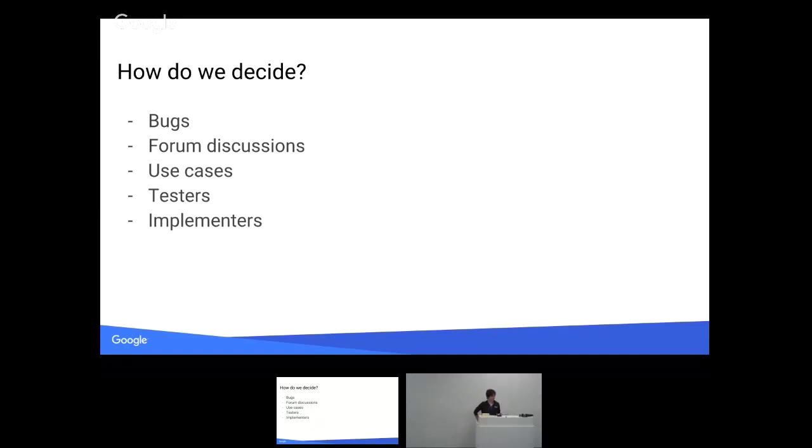So given that we're a small team, we have to take a couple things into consideration when we're deciding what to do. First, we have to know that the bug exists or that you want a feature. So we pay attention to things that get said on the forum. We pay attention to bugs, issues filed on GitHub, and that's how we know about things that other people want.